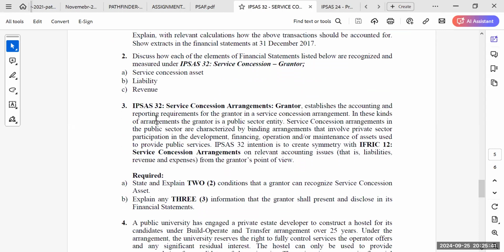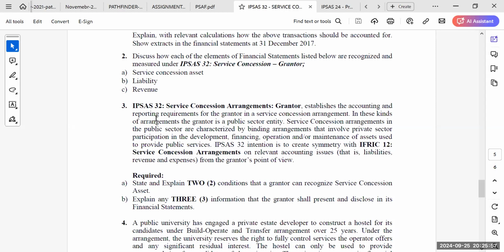Okay, this is common in the public sector. Borrowing is common in the public sector. So there are certain standards there. They can give it to you as a standard on their own. Okay, we have the IPSAS 32. Just take down for us.